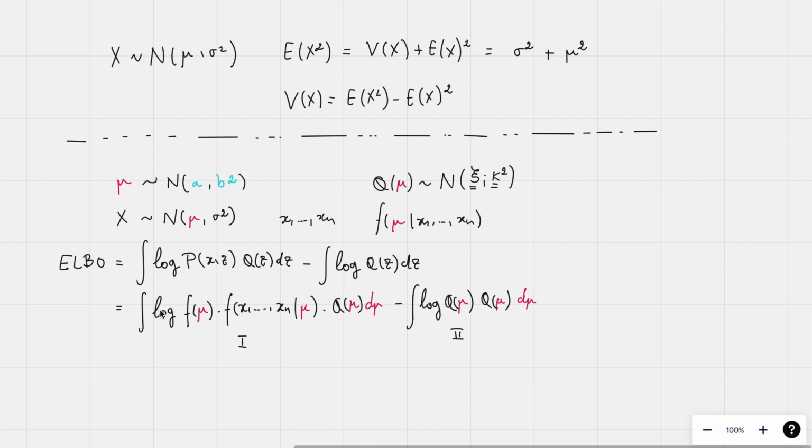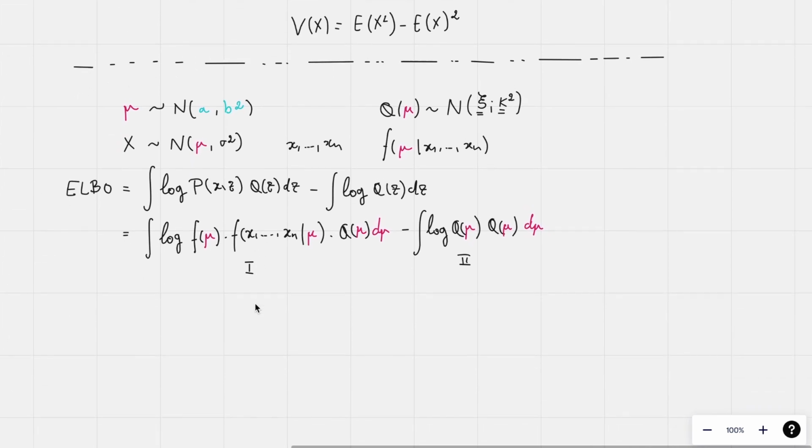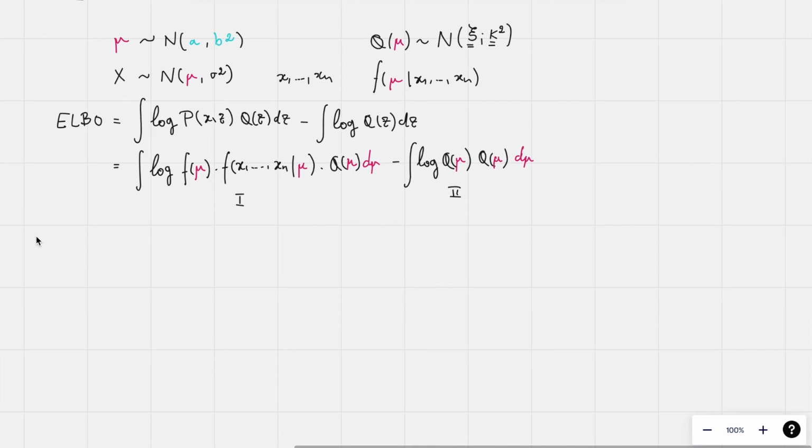For this, we need to remember how to express the particular Gaussian distribution. So we're going to start with term number 1 here. And so here we go. The term number 1 here, the most important part is to be able to express the logarithm of this particular density function here. So we have the log of f of mu here. So this is the log of the prior distribution plus the log of f of x1 till xn given mu, which is the model that we have. So we have to start with this.